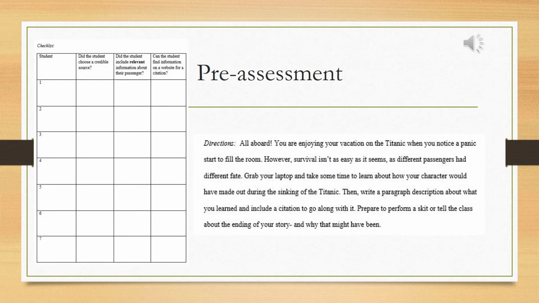For my pre-assessment, I simulated a role-play situation with my students. Since we were using the Titanic as a means of teaching this unit, I had different slips of paper with different passengers on them, like a first-class passenger, a woman, a child, etc. Every student had the class period to look up that passenger's role at the time of the Titanic sinking. They then had to write a paragraph summary as if they were that passenger and include a citation.